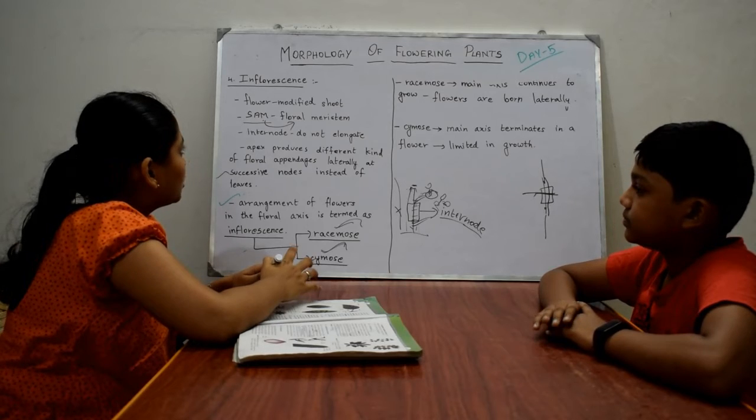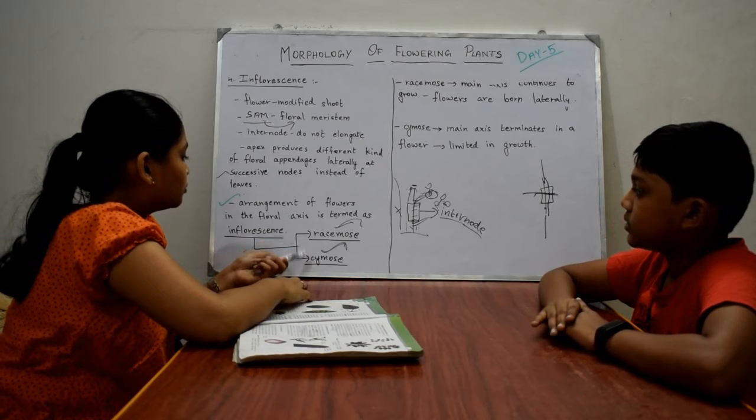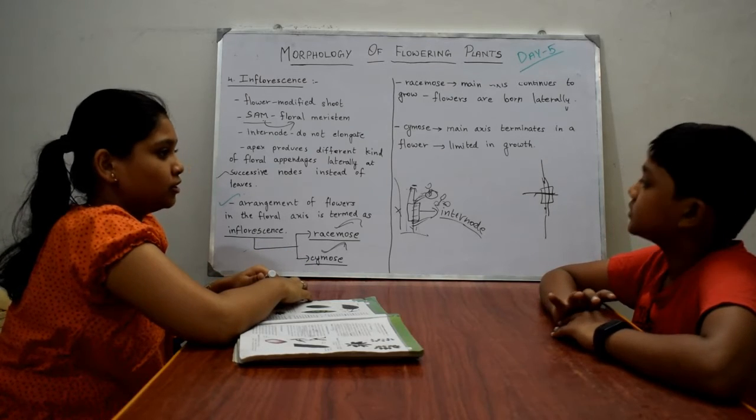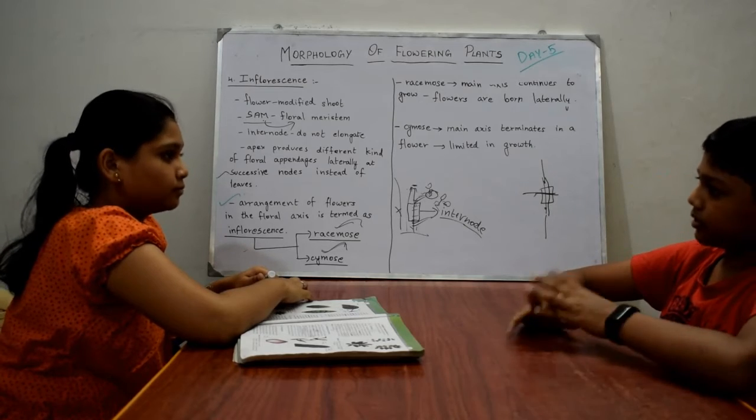So this is about inflorescence. There are two types, racemes and Racimos. How many subtopics are under inflorescence? No subtopics under inflorescence. This is a single stem. This is only one subtopic.